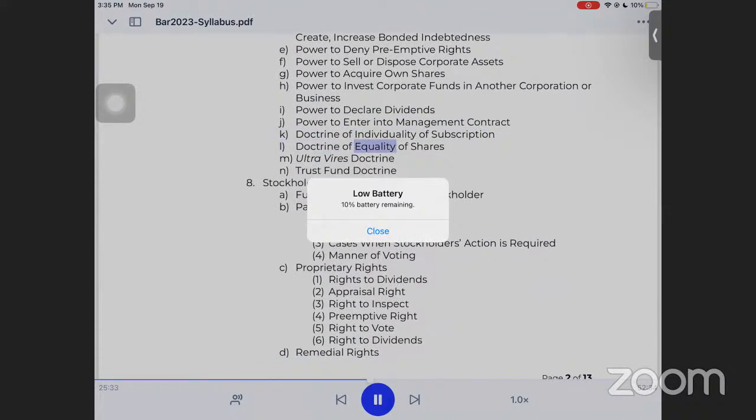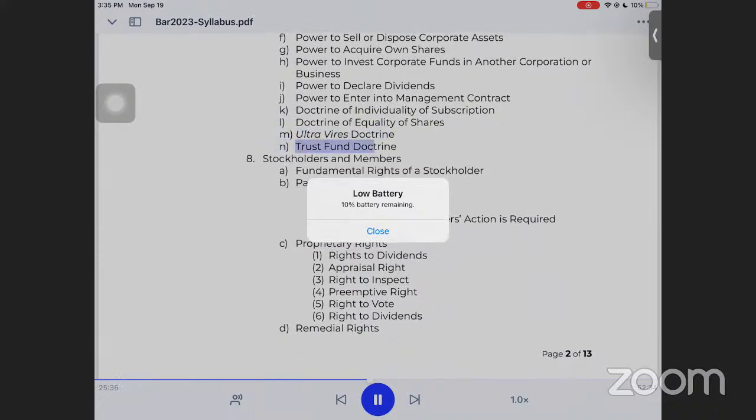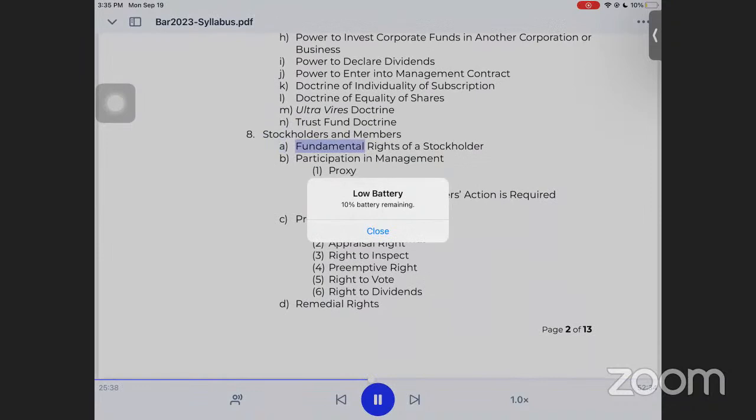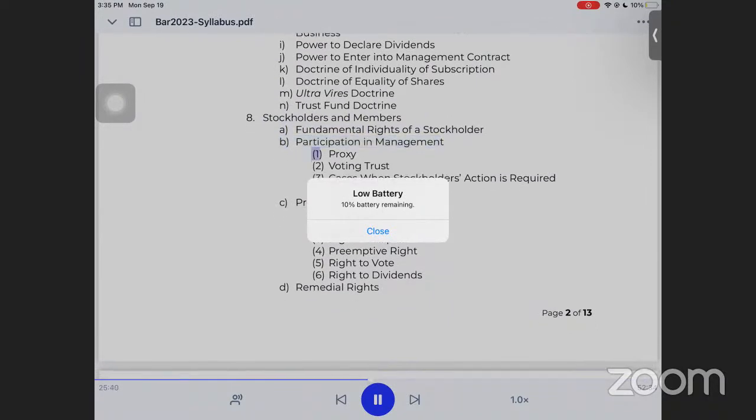L. Doctrine of equality of shares. M. Ultra vires doctrine. N. Trust fund doctrine. 8. Stockholders and members. A. Fundamental rights of a stockholder. B. Participation in management. 1. Proxy.